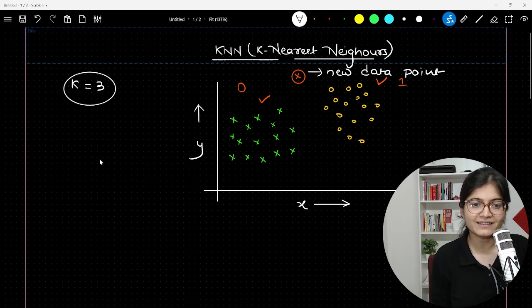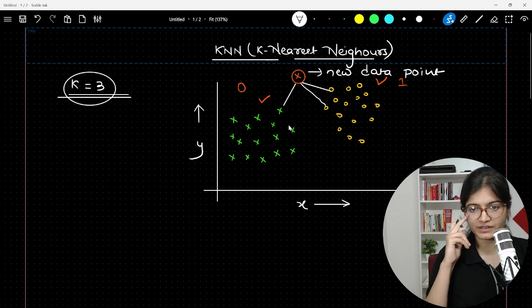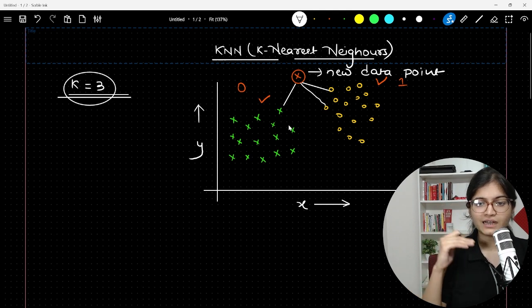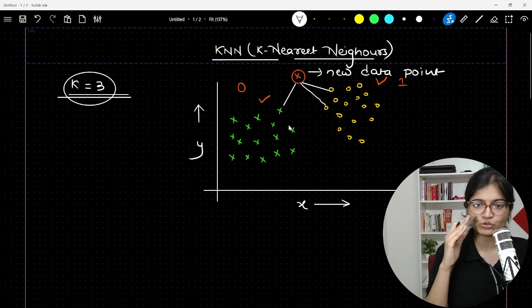When I'm saying 3, why is that so? Because the value of K, we are saying it as 3. So it will try to fetch maybe the nearest three. Maybe I'm assuming that this is the first point, this is the second point which is nearest, and let's say this is the third point which is nearest. I'm just giving an assumption that these three are the nearest points compared to all the other data points that we have. This new data point is very near to the one green one and two yellow ones.